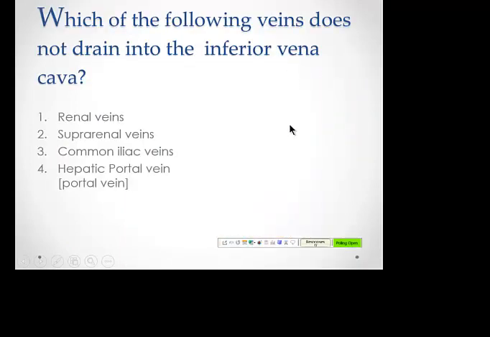Okay, what if you got a question like this? Which of the following veins does not drain into the inferior vena cava? So you should all be able to answer this because we just finished the venous drainage.